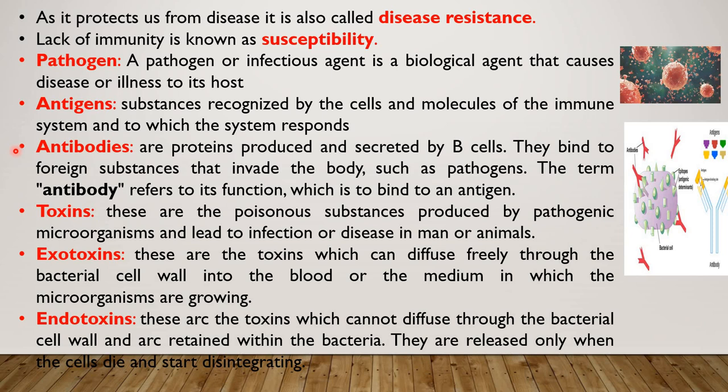Antibodies are the proteins produced or secreted by B cells. They bind to foreign substances that invade the body, such as pathogens. The term antibodies refers to its function, which is to bind to an antigen. Toxins are the poisonous substances produced by pathogenic microorganisms and lead to infectious disease in man or animals.